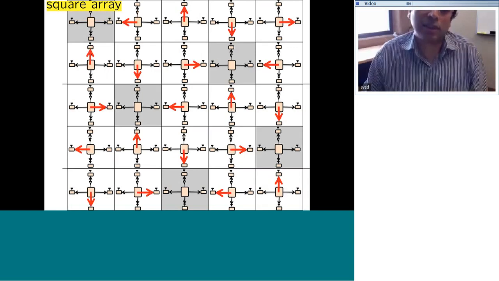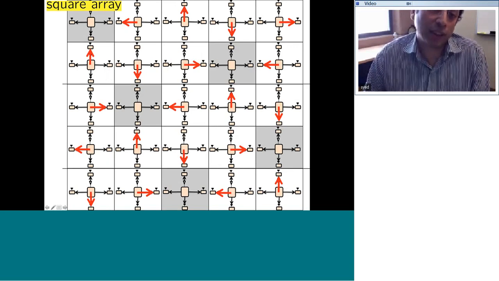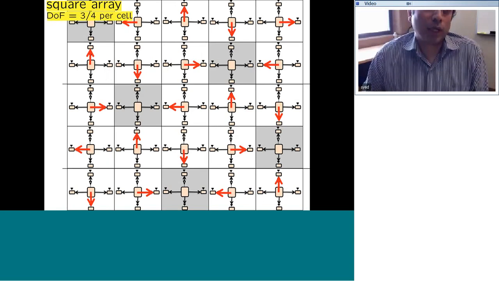But what's the optimal solution? The optimal solution is this one. It's the interference alignment solution again, where you turn off a cell. So for example, this cell is turned off, and then you're serving all the users that are adjacent to this cell. Okay? And if you look at the solution carefully, there is no interference in this frequency allocation. And the DOF here are 3/4 per cell. So you go from 1/2 to 3/4. It's a bigger improvement than in the linear array.